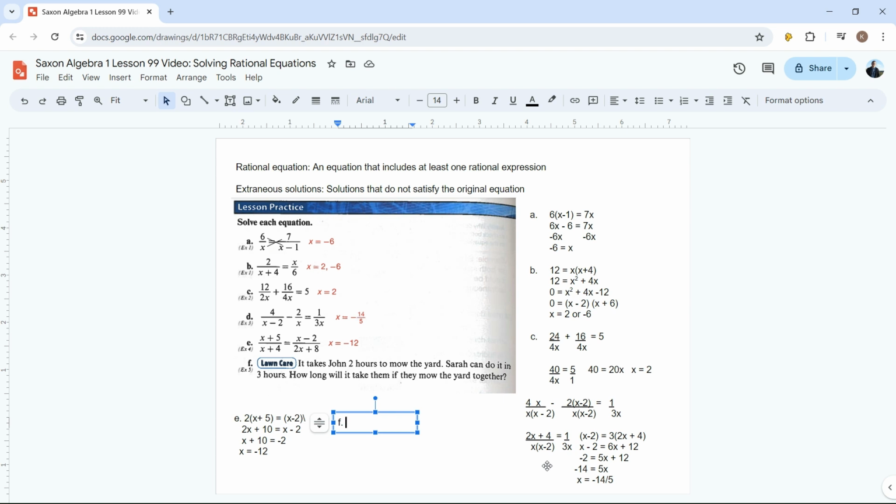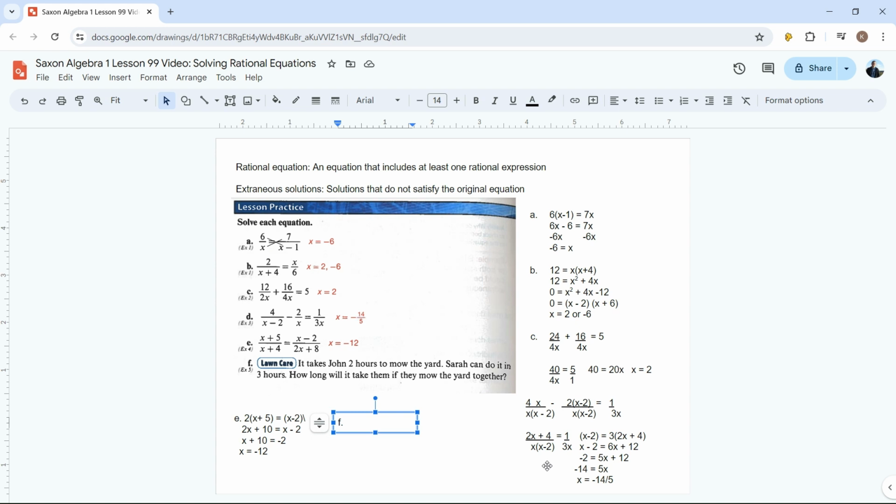Now, to solve this problem, the setup is really important. You're going to run into problems like this, so pay really close attention because they're all set up the same way. Here's the thing that we need to pay attention to. It doesn't matter how many hours it takes John to mow a whole yard. He's not going to mow a whole yard, or Sarah's not going to mow a whole yard either. What they're going to do is each of them are going to contribute to mowing 1 yard.